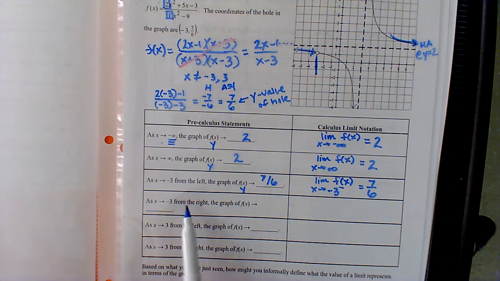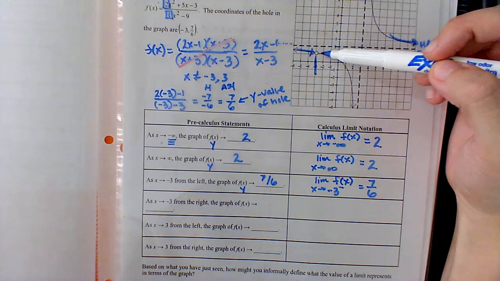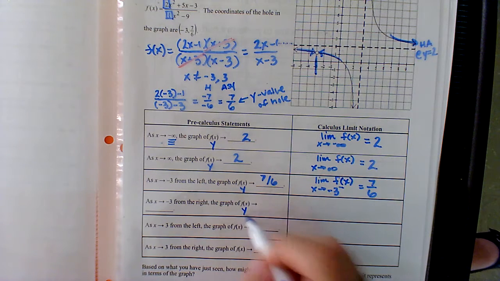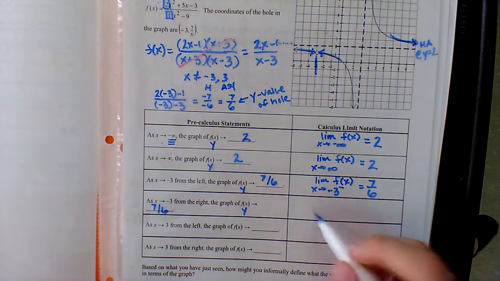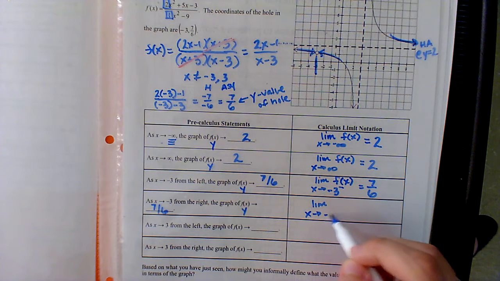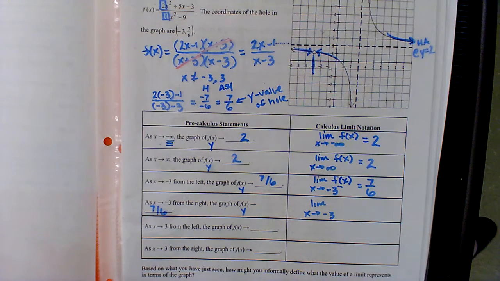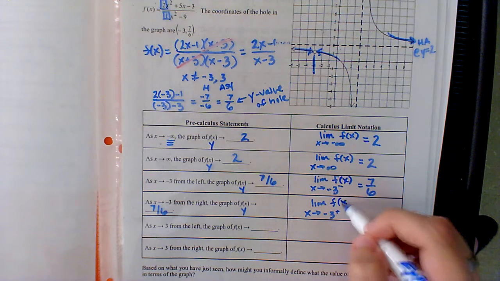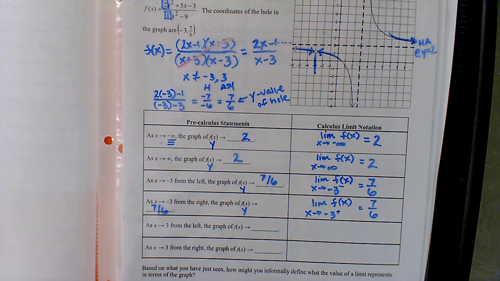Okay, let's check out the next one. As x approaches -3 from the right, so there's that -3 value. As we trace the graph from the right, what are we getting closer and closer and closer to? What y value? Good, Zane? The 7/6 again, yep. So limit as x approaches -3, how might we symbolize the right-hand side? Good, David? A little plus, yep, in the exponent spot, good. Equals 7/6, okay. We doing okay so far? Yeah?